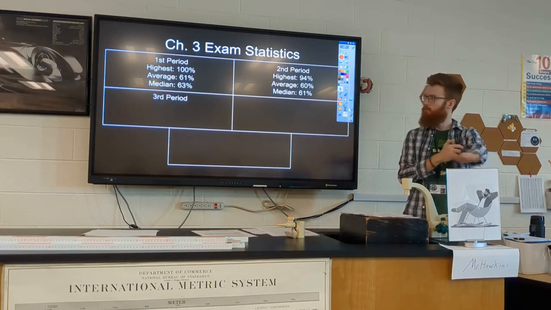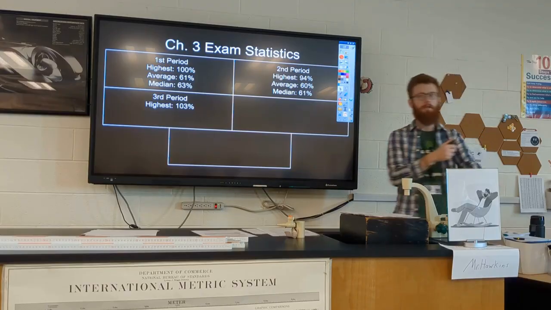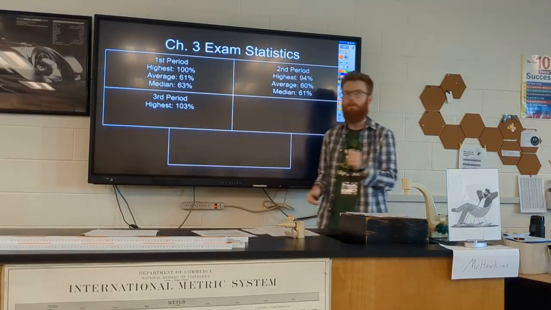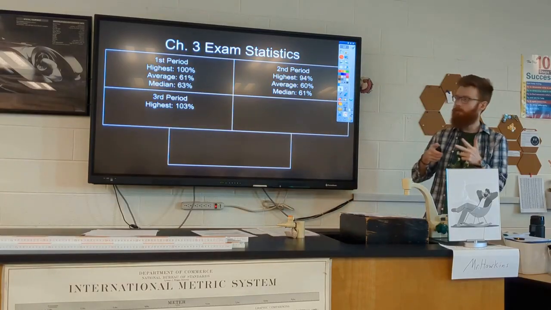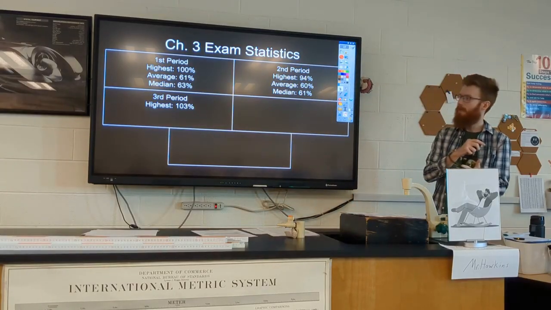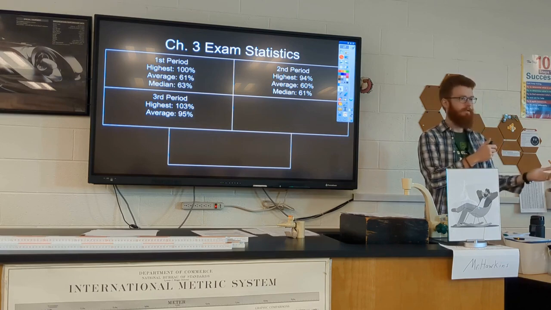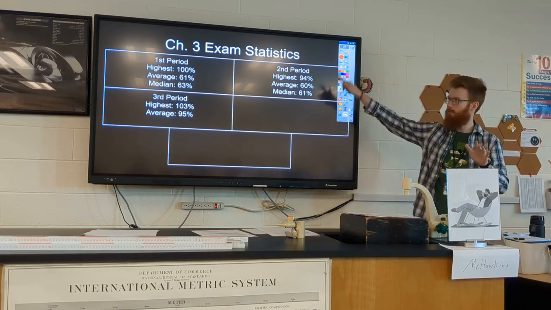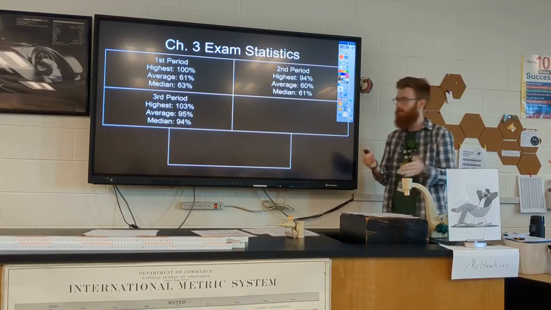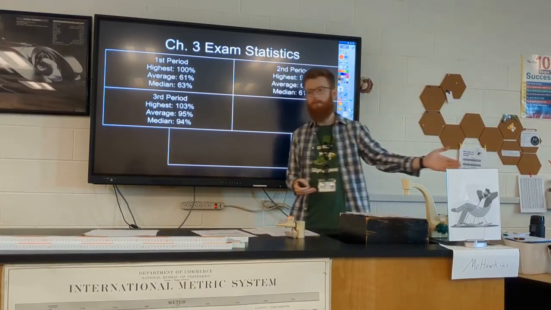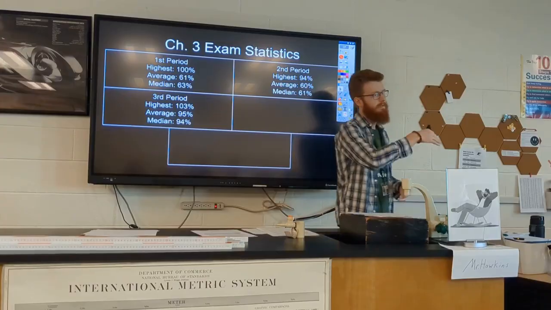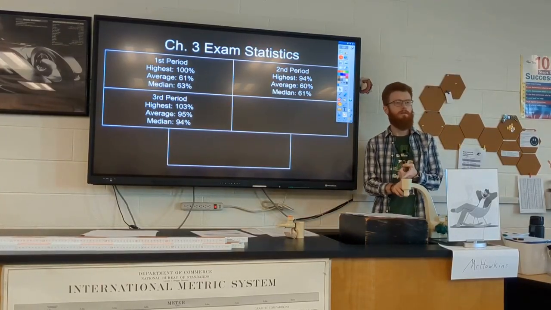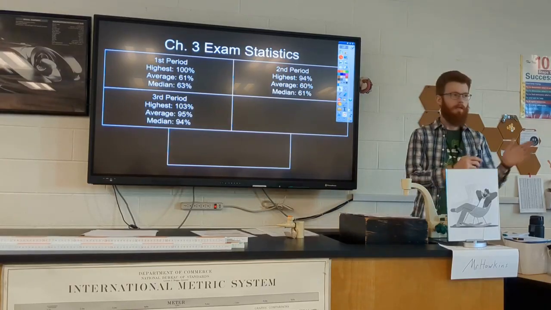Then we get to us. Our highest was 103%, which means you answered everything right and you put something for the bonus question. There were 3 individuals that got 103, so good job to them. Our average was a 95%, which is a fantastic average to see. Makes me feel a little bit better about the other 2. And then our median, just as good, 94. So half the class got a 94 or above, and half the class got slightly below. I think our lowest grade was a B, so well done on chapter 3.